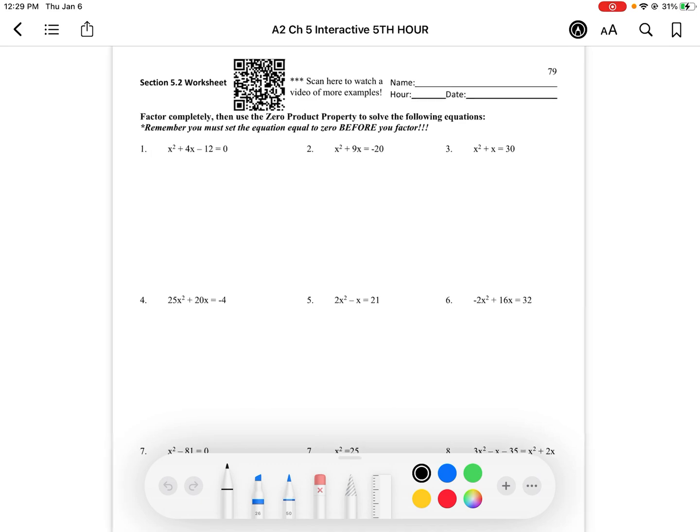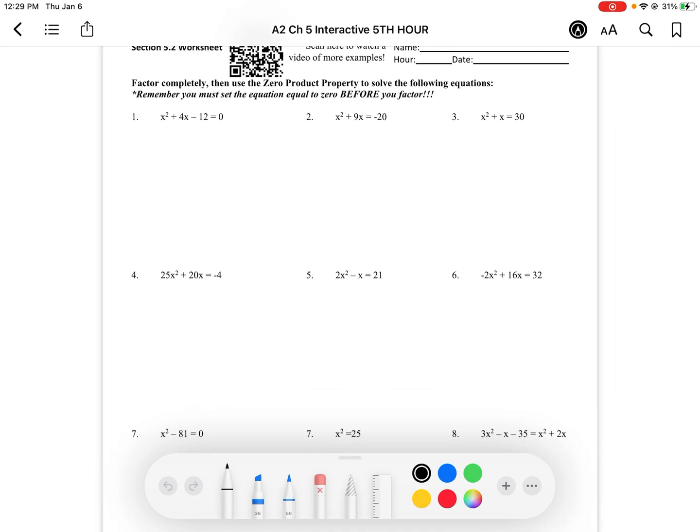5.2, we're solving quadratic equations. Factor completely, then use the zero product property to solve the following equations. Remember, you must set the equation equal to 0 before you factor. Well, number 1 is set equal to 0, so we can proceed with factoring.